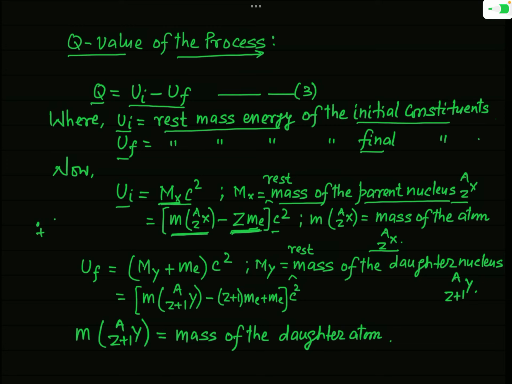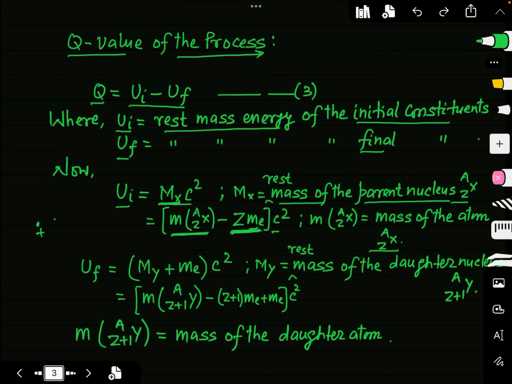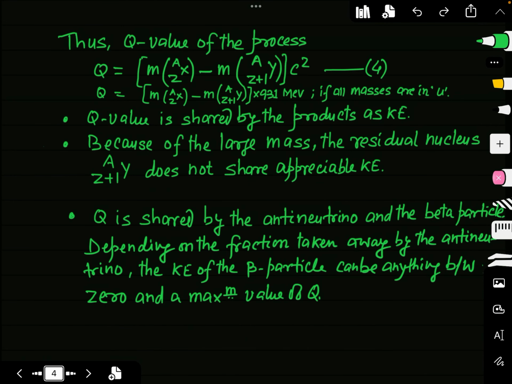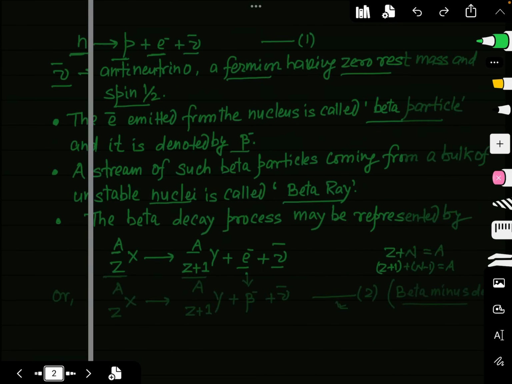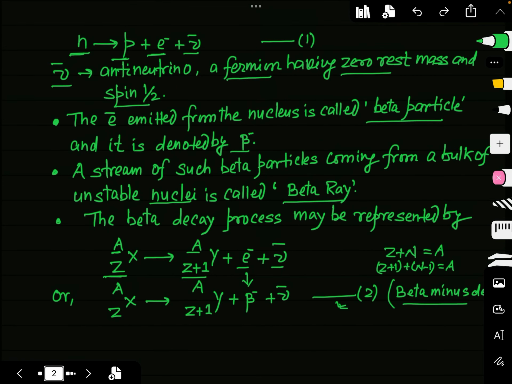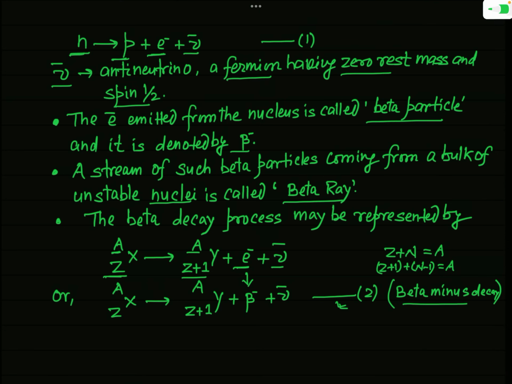Okay. Now see again this equation. In the products, you can see there are two particles: one is the electron and another is the antineutrino, and there is a daughter nucleus. So in the final products, you can see there are three particles or three components: the daughter nucleus Y, the electron e minus, and the antineutrino nu bar.